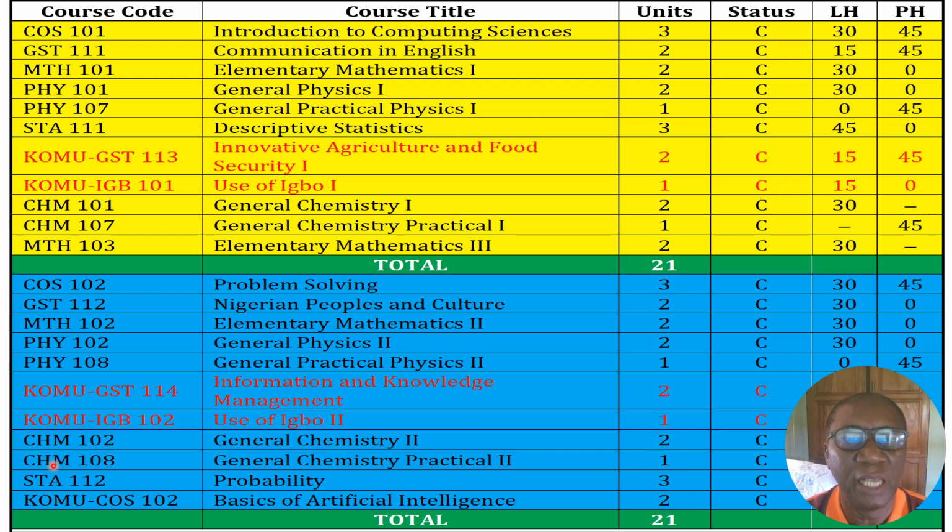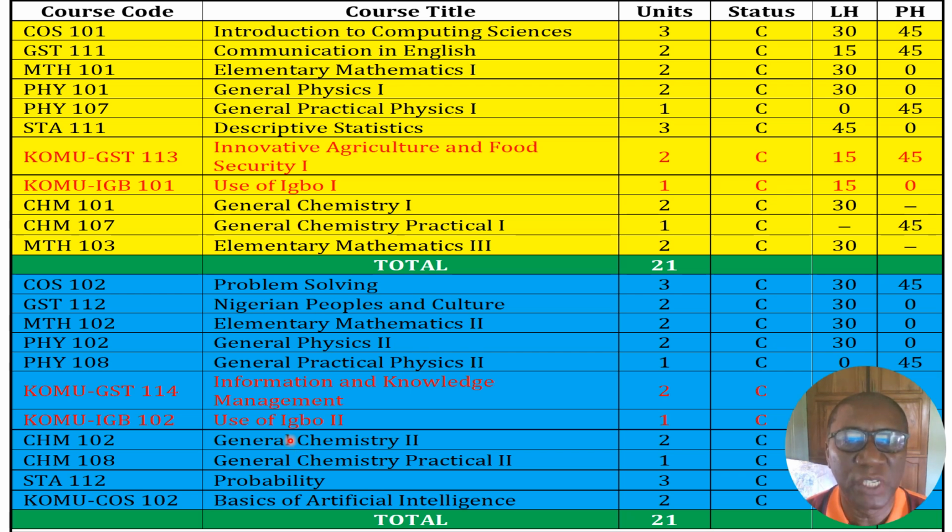So how did we get the 8? Because we have taken Chem 101 and 107 here, we now felt that they should complete the chemistry course by taking Chem 102 and Chem 108. So that gives us 3 units. Now, they've done a little bit of descriptive statistics here. There's no statistics compulsory course for them in second semester, but we felt that they could still improve their knowledge of statistics by picking a second statistics course in the second semester. That's probability. So that's another 3 units.